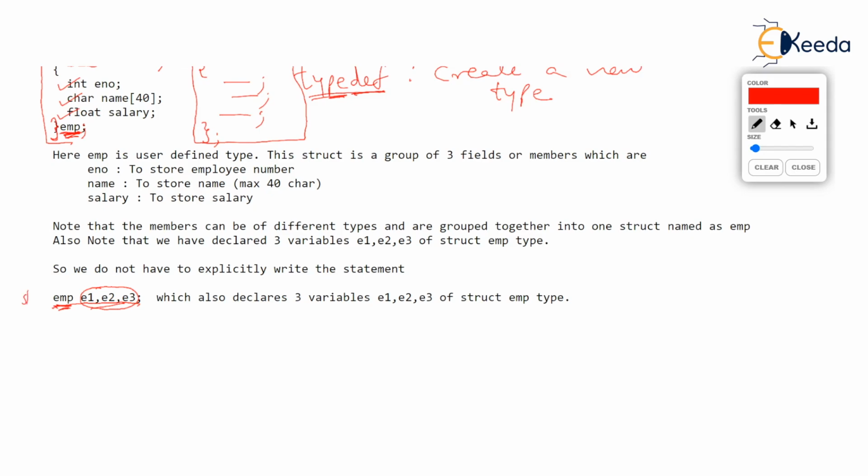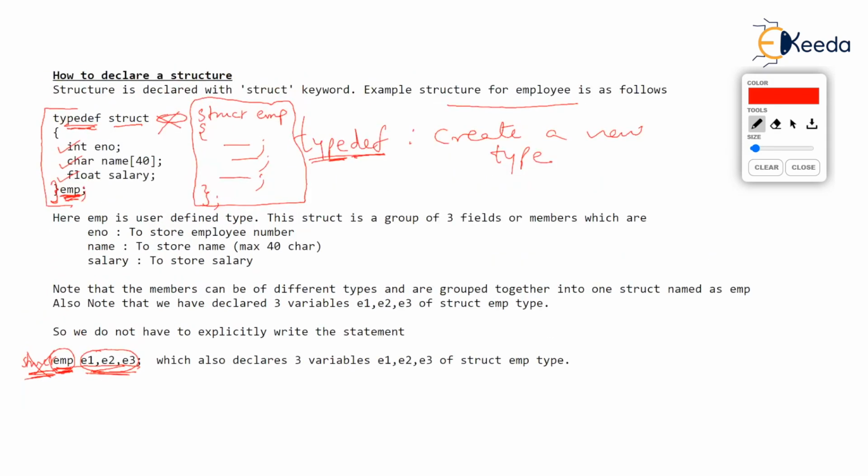word struct before this. You had to write the word here. But now you have made this EMP purely a data type. Like int, float, double, you have made this EMP a data type. So you use it as a data type and make the variables E1, E2 and E3. That's great, isn't it? Come again with an example.